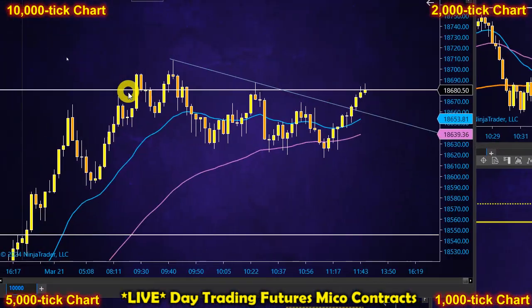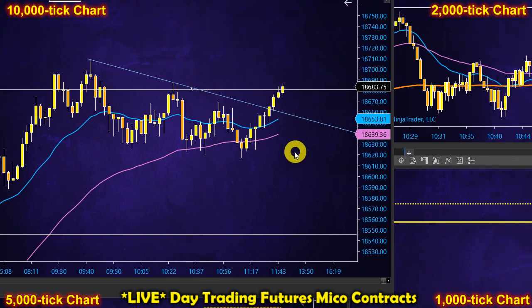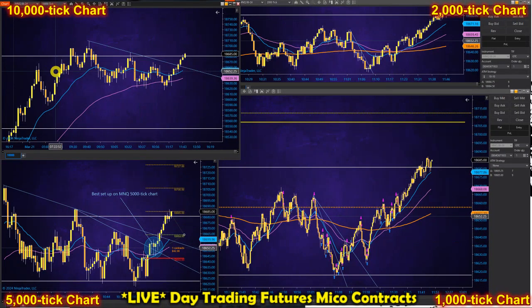Here's an example, 10,000 tick chart. It went over the all-time highs right before the bell opened, and then it went back up over a little higher. It went over again right here. Here it is again. This is the fourth time trying to get over this white line, which is the all-time highs. I think that's the all-time highs.